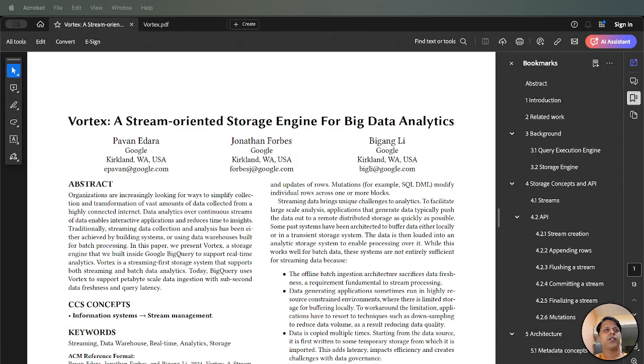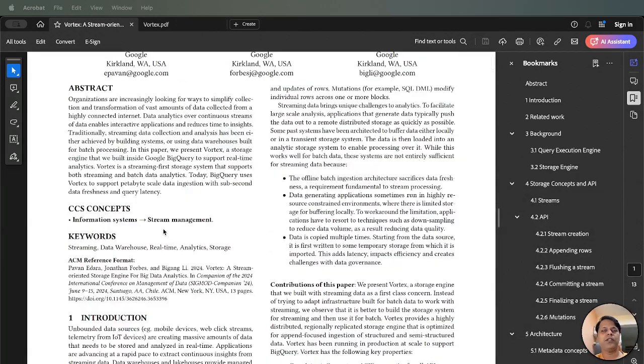Hello everyone. Today we will have a walkthrough of Vortex. This is an interesting paper from Google on big data, especially related to stream processing. Okay, so if we look at the paper, it has multiple sections. We will go through one by one.